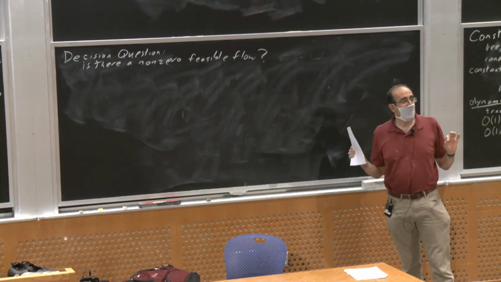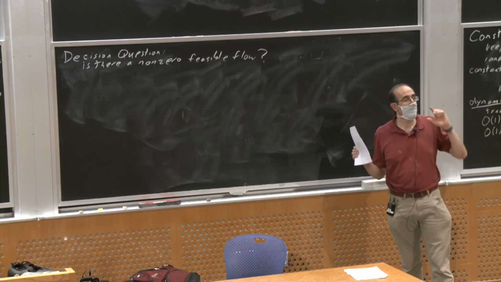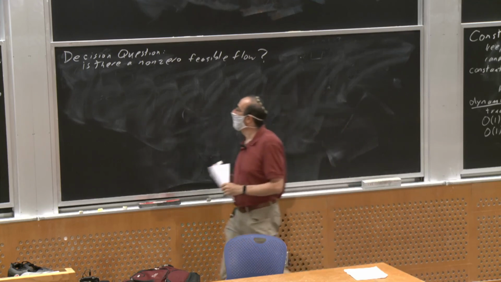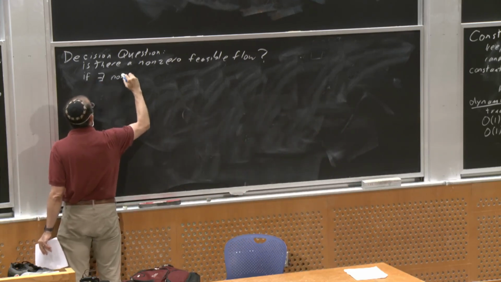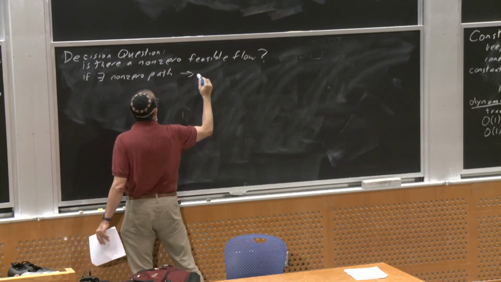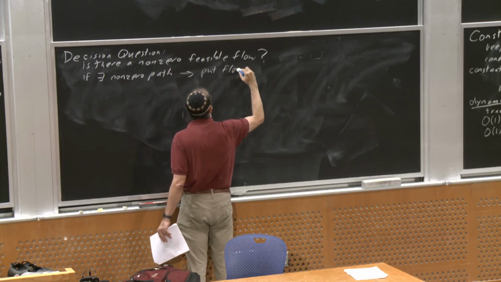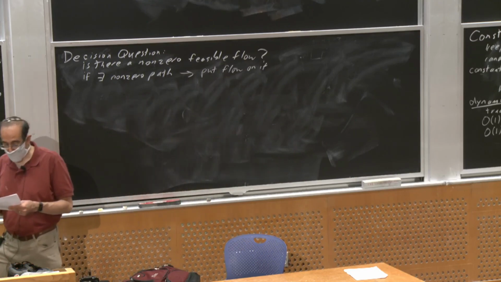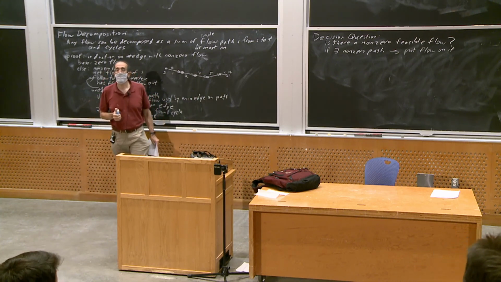If you find one, what does that tell you? It tells us we have a feasible path, which is a flow. So if there exists a non-zero path, that implies that we can put flow on it, and so we get a non-zero feasible flow.